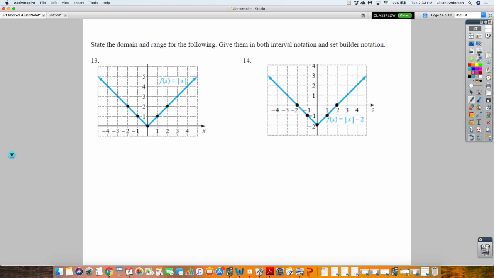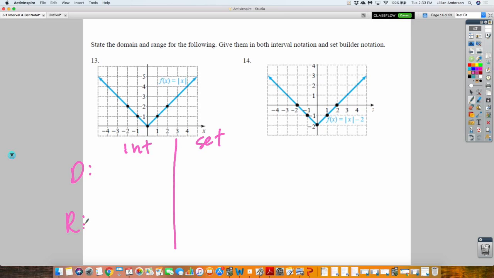Let's look at this. We want to give it both an interval and set. Please make sure that on your homework and things like that, you distinguish which one is domain and range. Please. Okay. When I look at this one, this is an example of the absolute value function, absolute value of x. How far left does this graph go? Negative infinity. Anytime there's an arrow, it's assumed that it keeps going on forever.